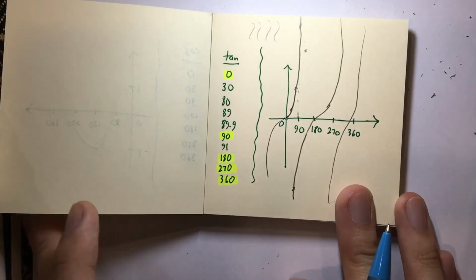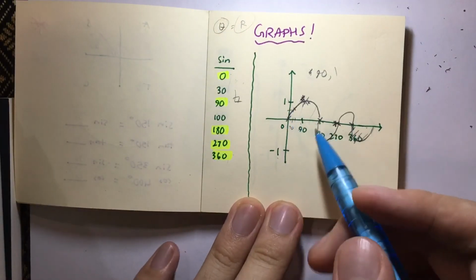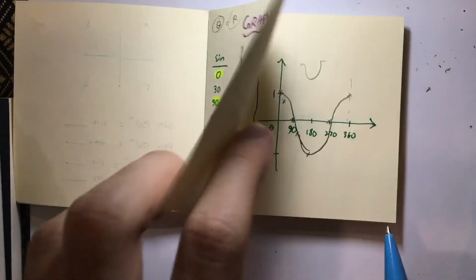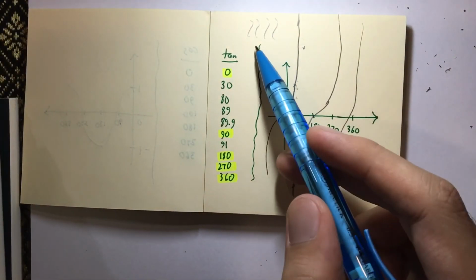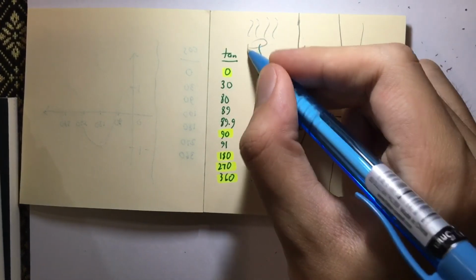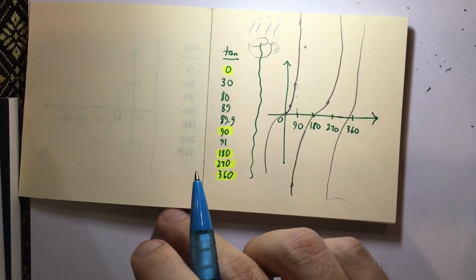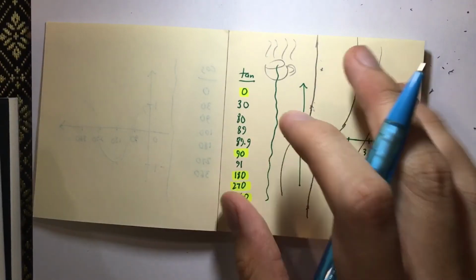So I think you all should remember by now. Sine graph is a wibbly wobbly. Cos graph is an underwear. And tan graph is heat rising up from your cup of coffee. Okay? So basically the question will ask.